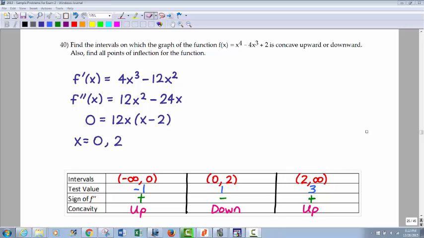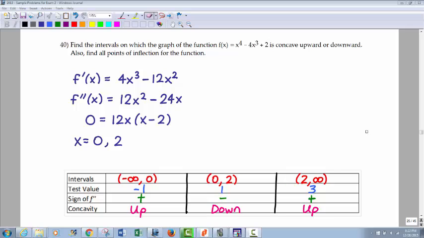All right, now we have number 40. We want to determine the concavity, intervals of concavity, and points of inflection. And remember that points of inflection is where the graph changes concavity. So if your concavity goes from either up to down or down to up, provided it's not at a discontinuity, of course, you have a point of inflection.